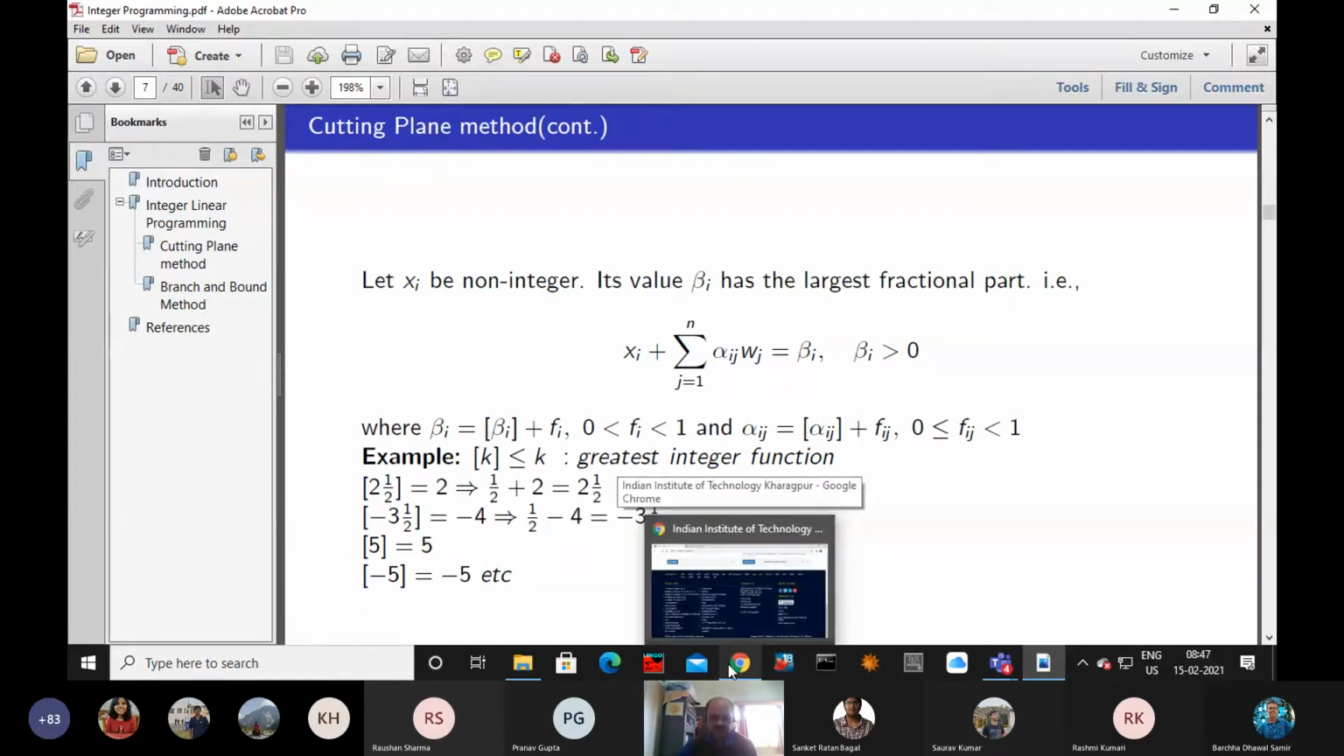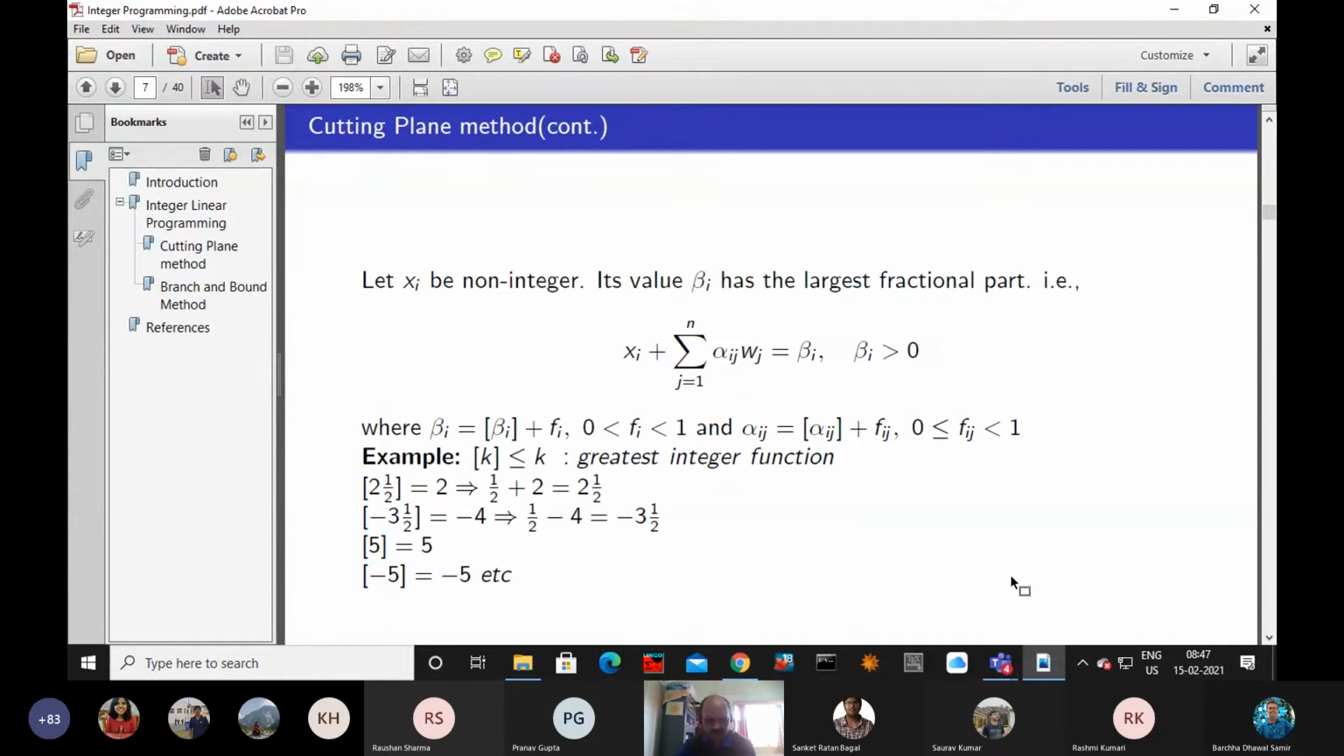Minus 4. And fractional part? Fractional part is half. Right. So 5, integral part is 5, fractional part is 0. Minus 5, integral part is minus 5, fractional part is 0. Okay, right. This clear? Any doubt? So I will not repeat again.